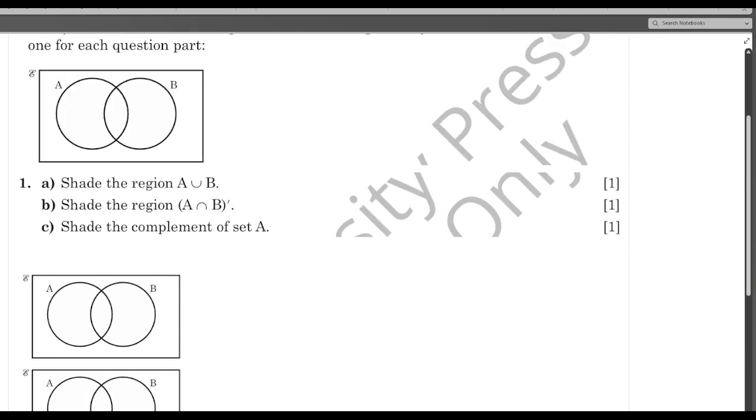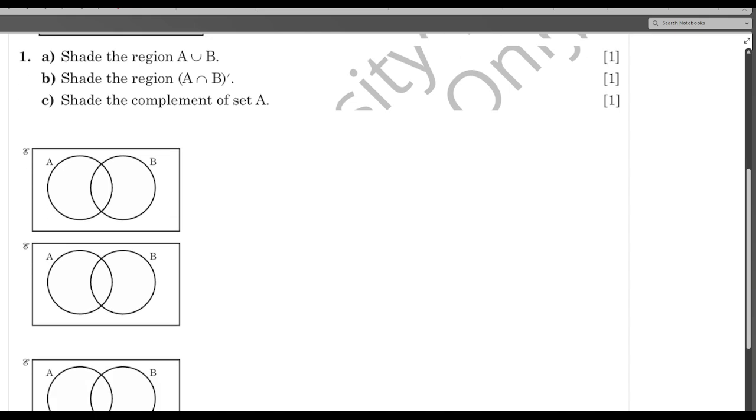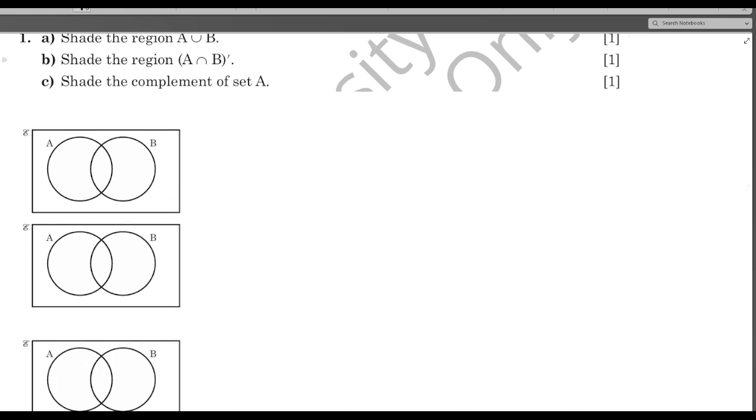Okay, now first question is shade the region A union B. Now A union B, that's very simple. Now here we will shade. All of you know that A union B means everything which is there in A or in B or in both A and B. So this is your first question.